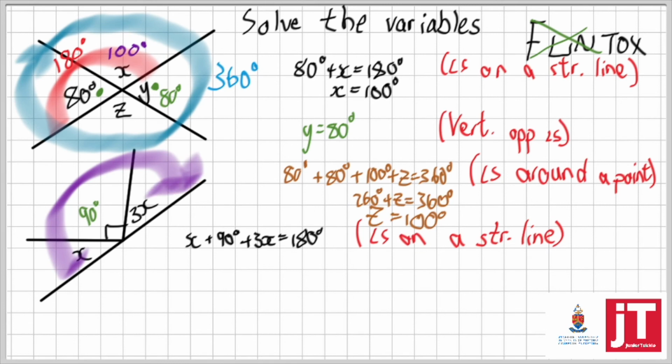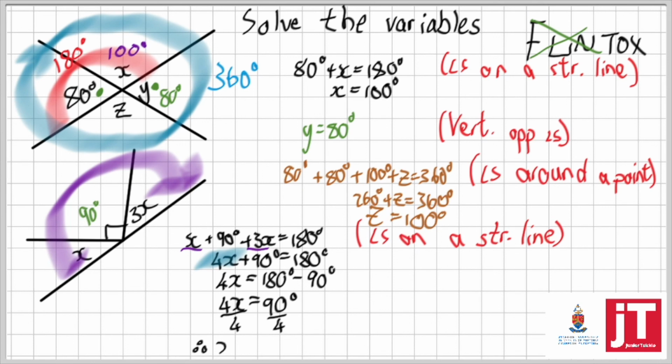Now, take off your geometry hat, put on your algebra hat, and solve x. Get x's alone on one side, adding the like terms, transposing that 90 over, and it becomes 180 minus 90. If I divide both sides then by 4, I get a value of x being 22,5 degrees.